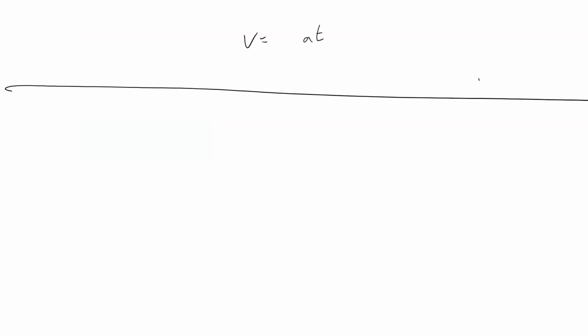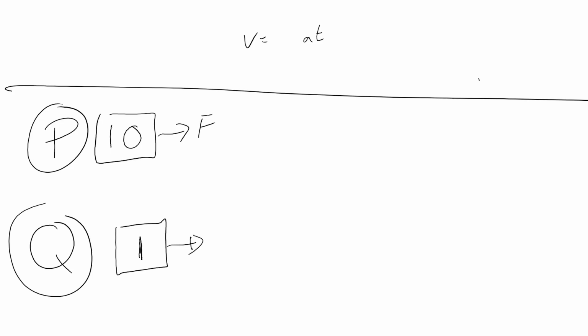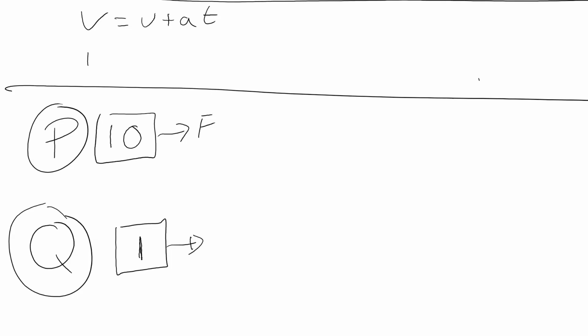So let's put some things down, shall we? So we've got two things. We've got P and we've got object Q, both being pulled with the same force. And I've marked that P is 10 times the mass of Q. We know that v equals u plus at. And we also know that F equals ma, and we know that KE equals half mv squared. Right, so that's where we're up to for now.